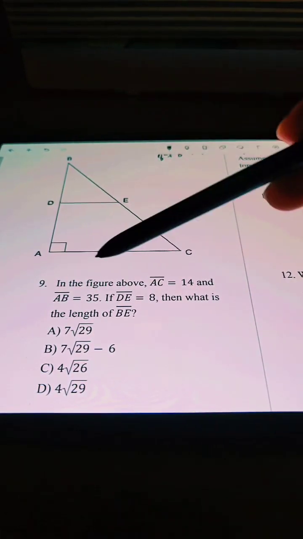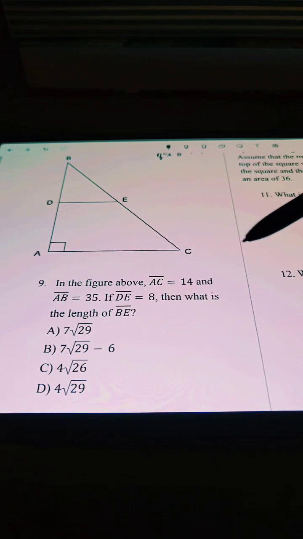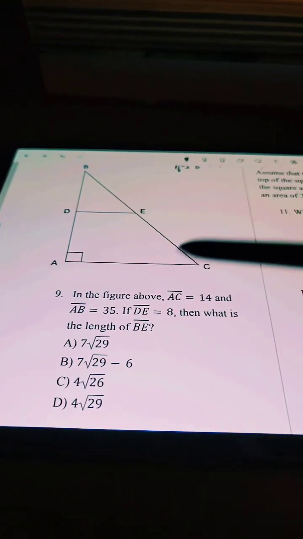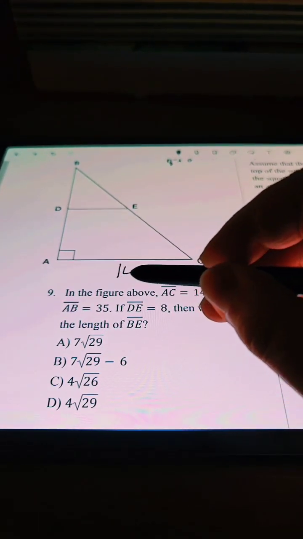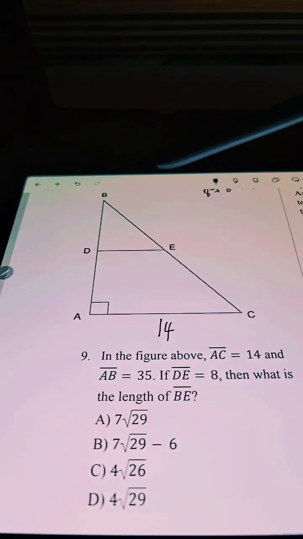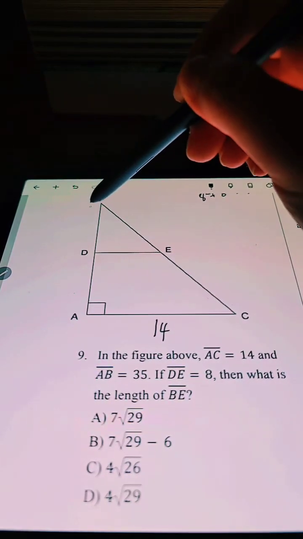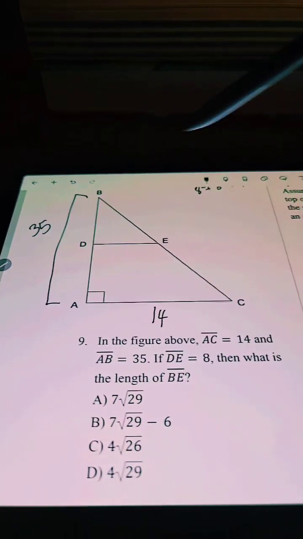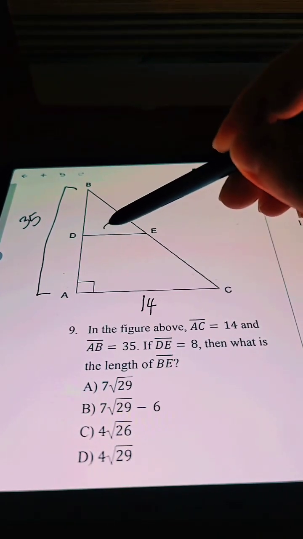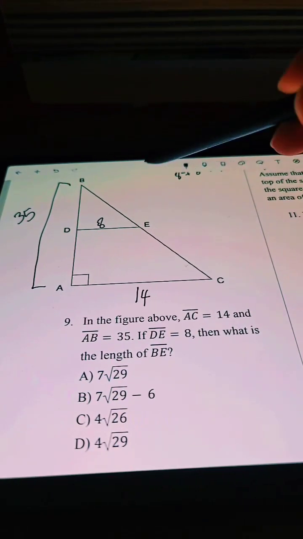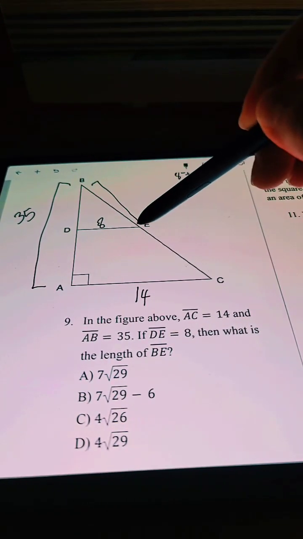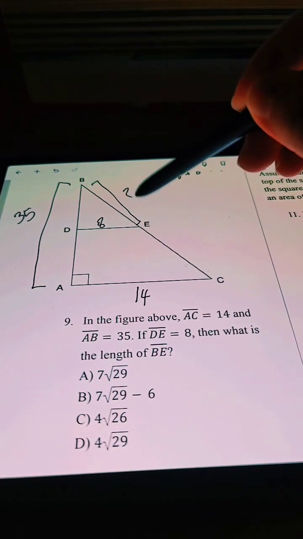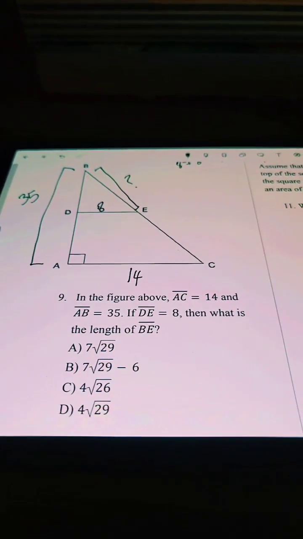So let's go to number 9. In the figure above, AC is equal to 14. So I'm going to start writing and drawing on this, that's 14. And then AB, this whole side length right here, is equal to 35. DE right here is 8. And we want to find out what is the length right here, BE. That's what the question's asking.